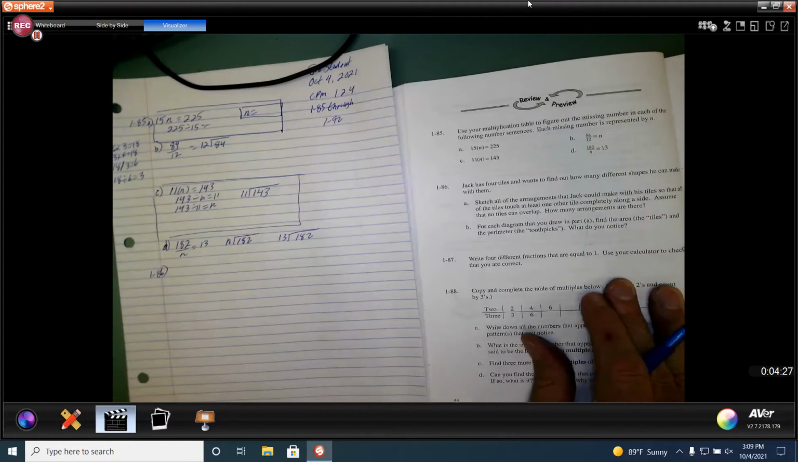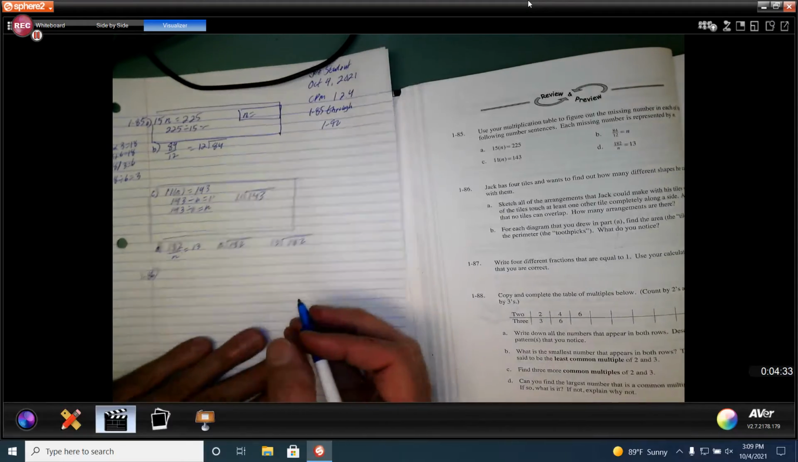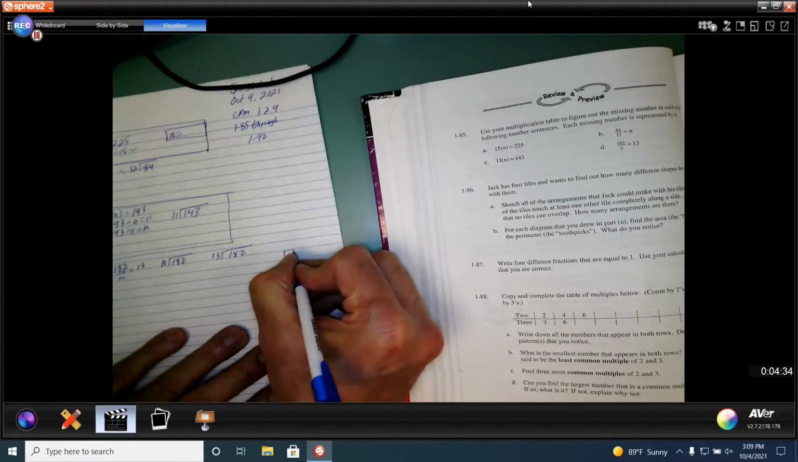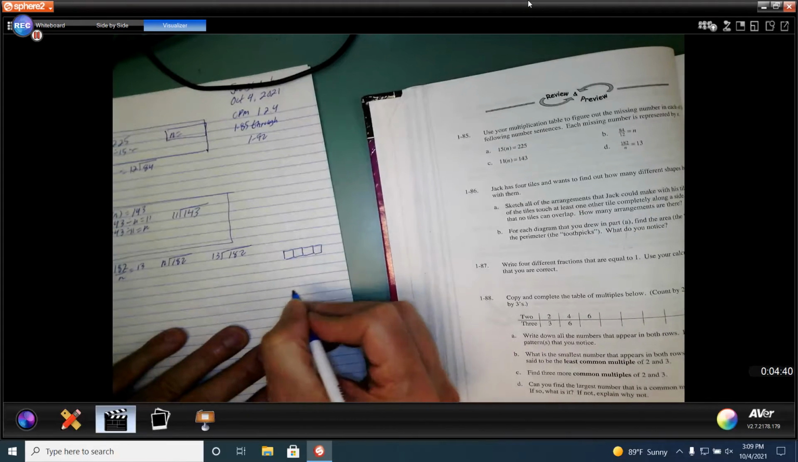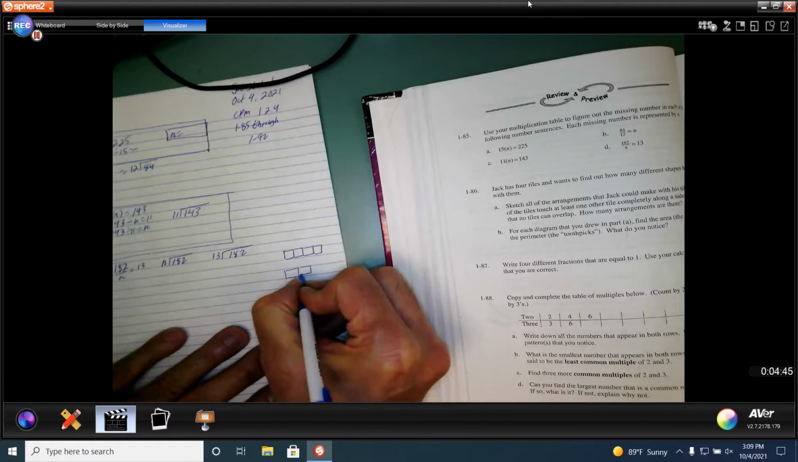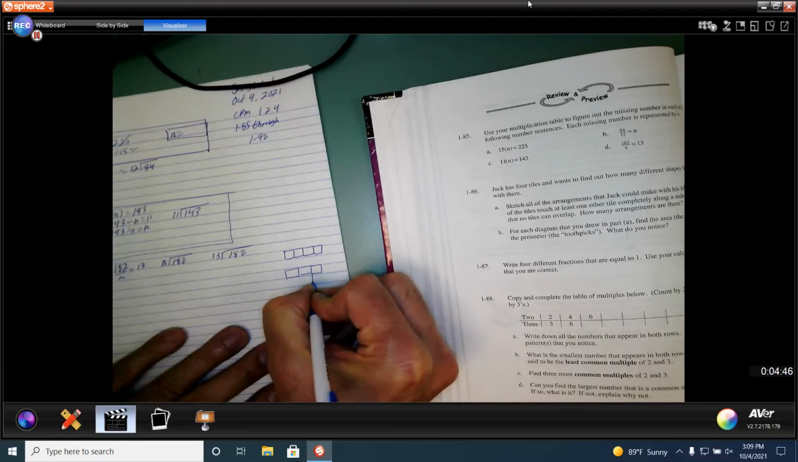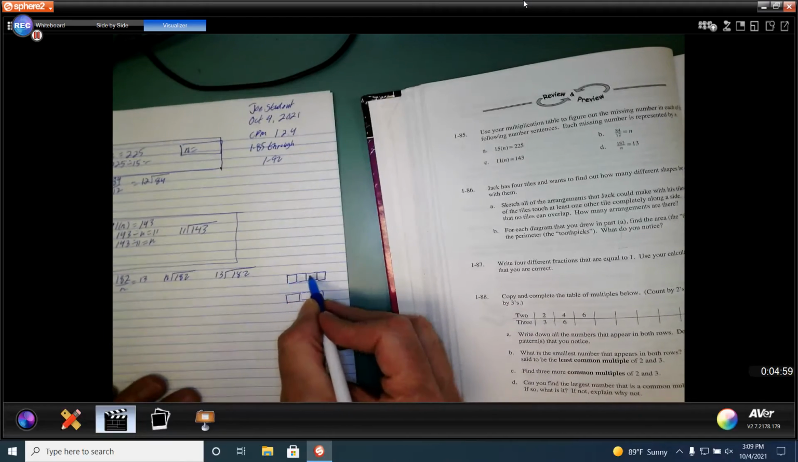1-86. Jack has 4 tiles and wants to find out how many different shapes he can make with them. Sketch all the arrangements. Those 4 tiles, I can make a line going that way. I can make 3 going out and then 1 down below. You sketch all the different ways. Then for each one, find the area of tiles and the perimeter of toothpicks. So the area of this is 1, 2, 3, 4.